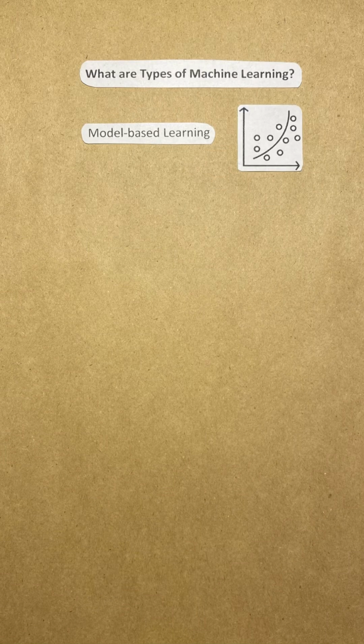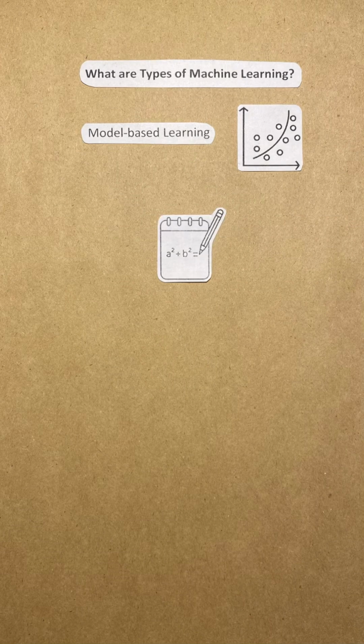Now let's talk about model-based learning. In model-based learning, instead of remembering all the examples, we create a model to make predictions. This model is like a formula that helps us understand the relationship between data points.